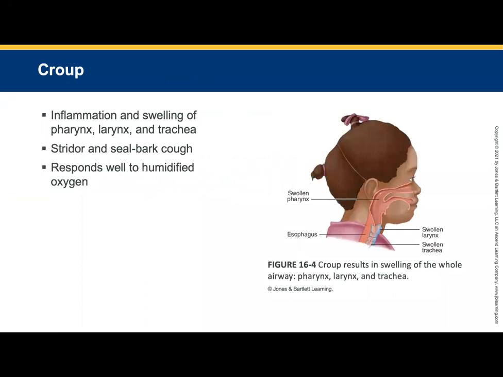So croup is an inflammation and swelling of the pharynx, larynx, and trachea. This is typically seen between 6 months and 3 years of age. Hallmark signs of croup are stridor and a seal bark cough. Croup often responds well to the administration of humidified oxygen, and we need that to be humidified. Sometimes some ambulance services don't carry that. We get a good exchange due to the humidification. It helps them breathe better, like if they have a humidifier in their home, it helps them breathe a little bit better too.